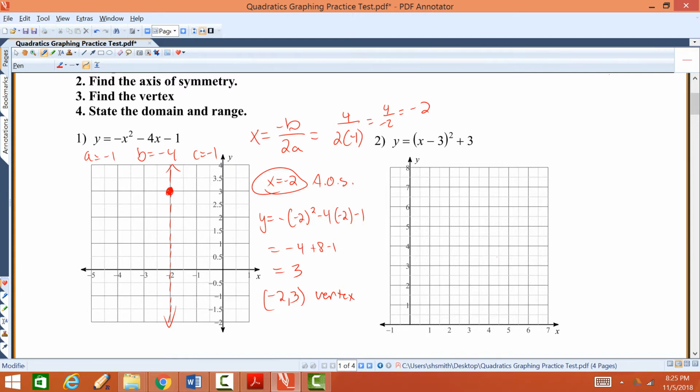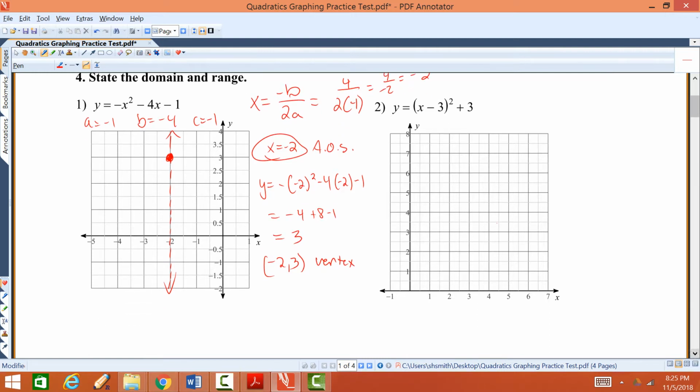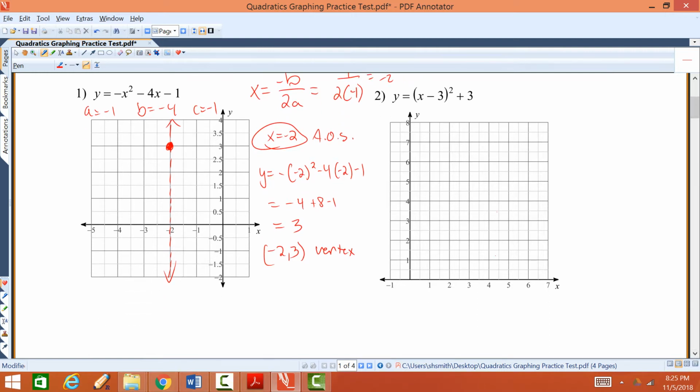Okay. And then we can plot another point such as x equals 0, which is pretty easy. If x equals 0 and you plug this in, 0 minus 0 is negative 1. So that means y would have to equal negative 1. So 0, negative 1 is going to be a point right here, which means that on the other side, negative 4, negative 1 is a point.